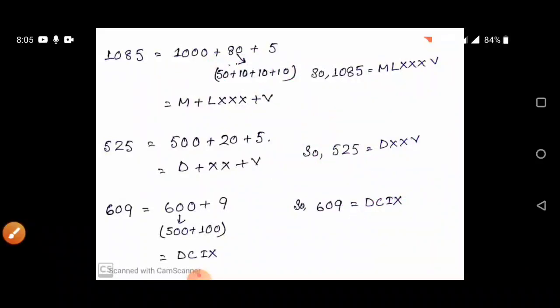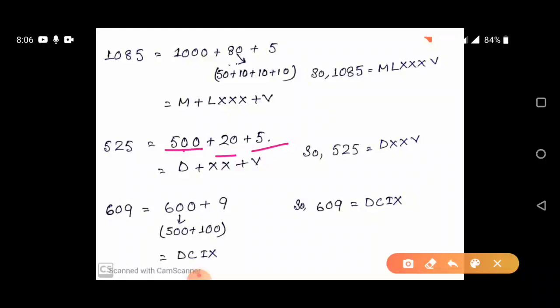Next number is 525. For 525 it is very easy. 500 plus 20 plus 5. So 500 is D, 20 is XX and 5 is V. So 525 is D, X, X, V.